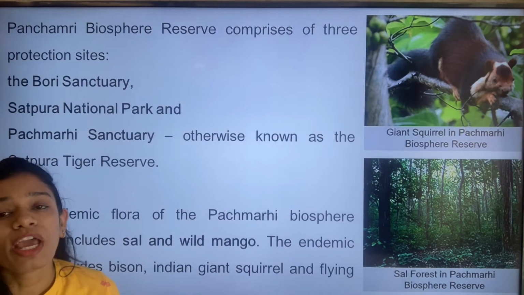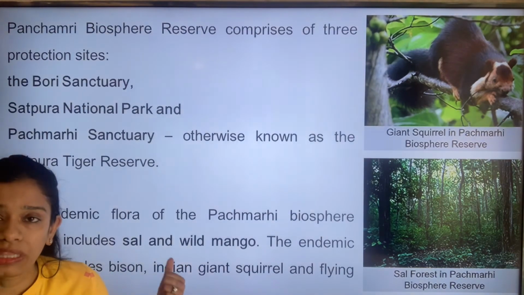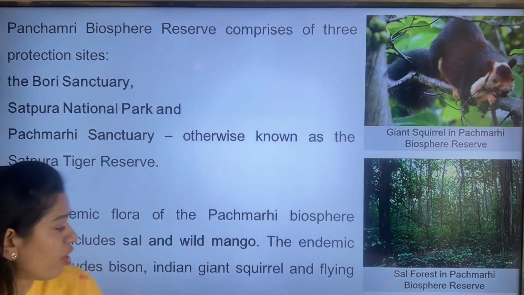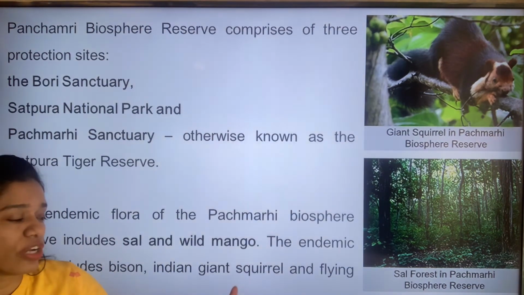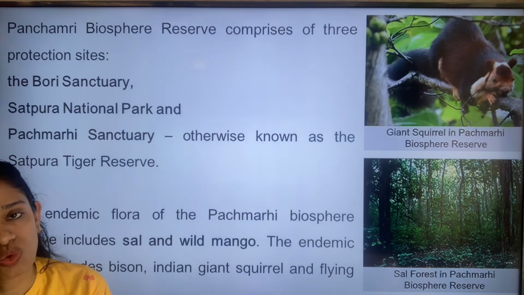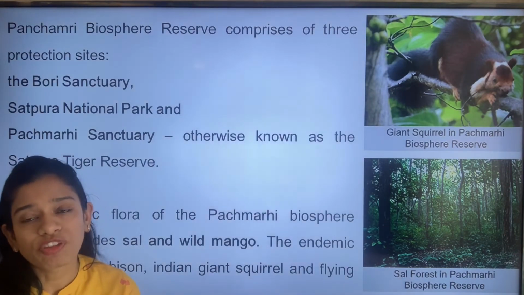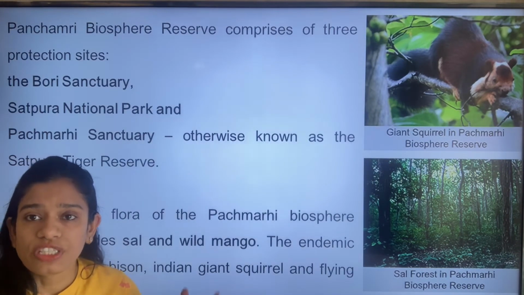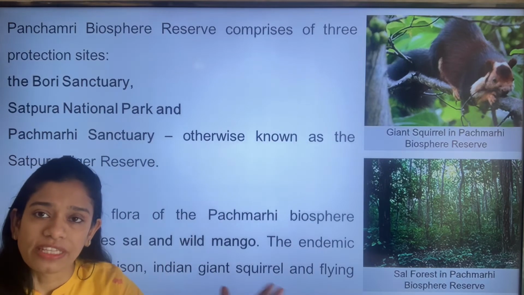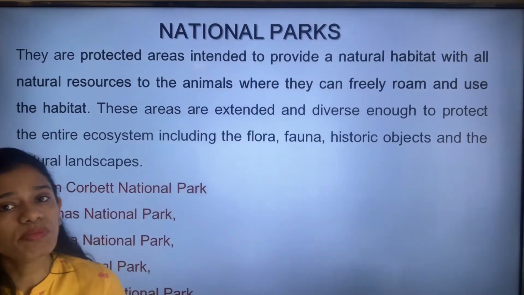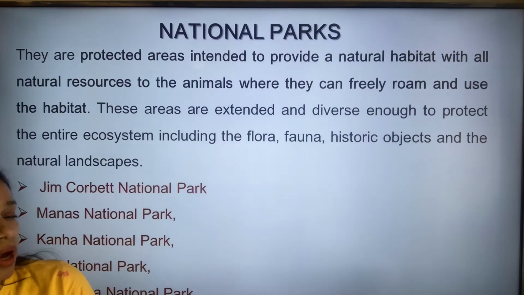So the endemic flora is the wild mango and the sal, whereas the endemic fauna is the bison, Indian giant squirrel, and the flying squirrel. These are part of the Panchmarhi Biosphere Reserve which need to be preserved, and they are preserved in that particular area. Next, we move on to the national parks.